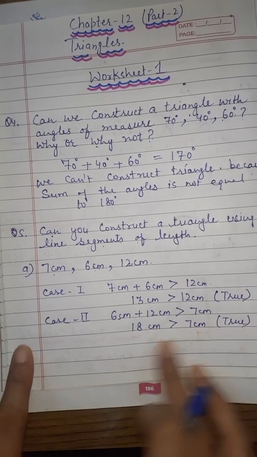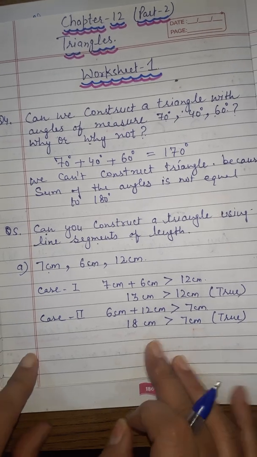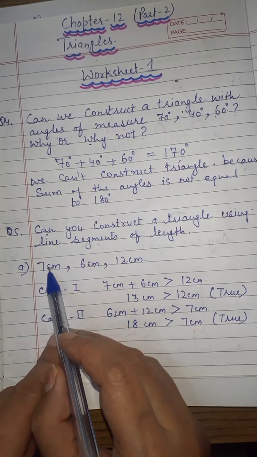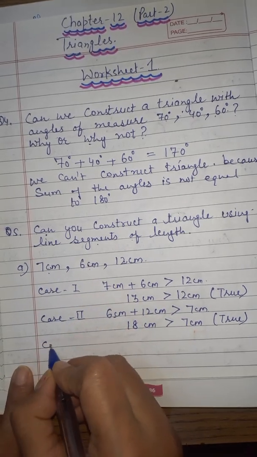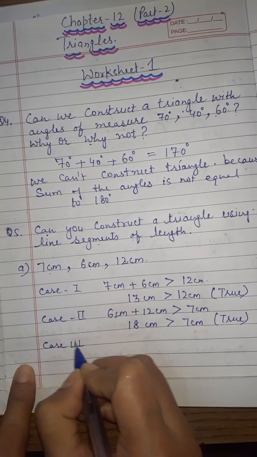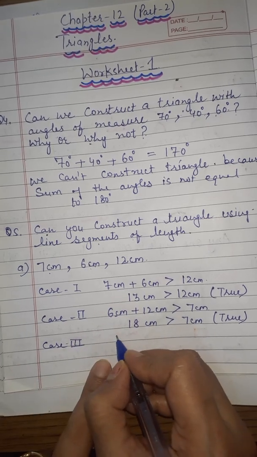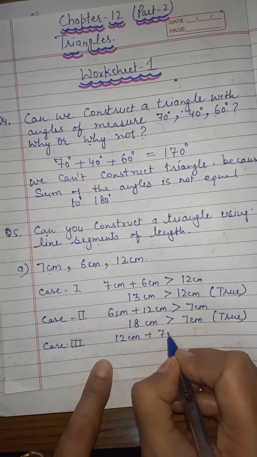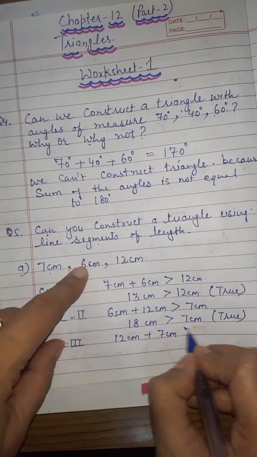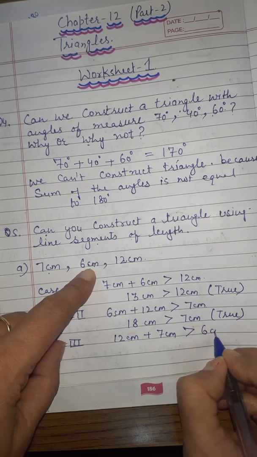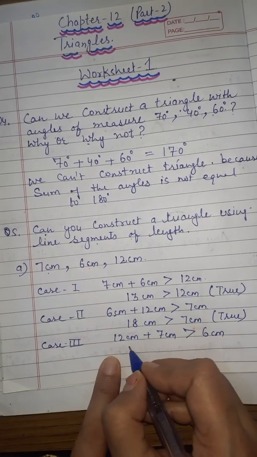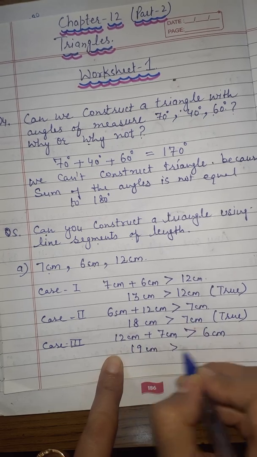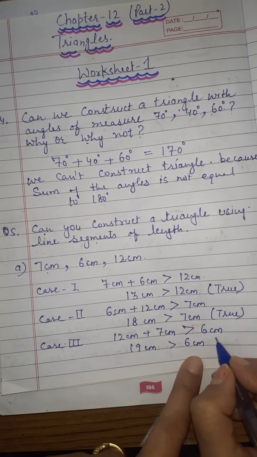Second case is also satisfied. Now we will see the third case. In the third case, we will take the third and first side. Case 3: 12 centimeter plus 7 centimeter should be greater than 6 centimeter. So 12 plus 7 is equal to 19, and 19 centimeter is greater than 6 centimeter. Yes, it is also true.